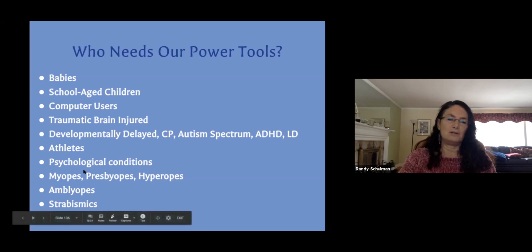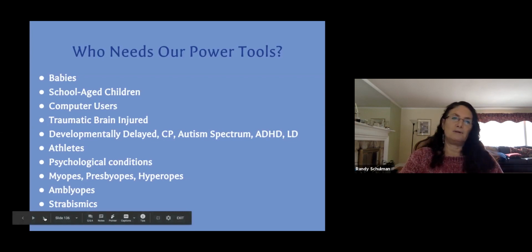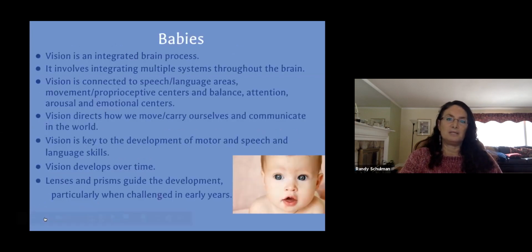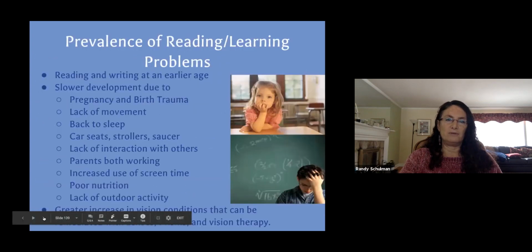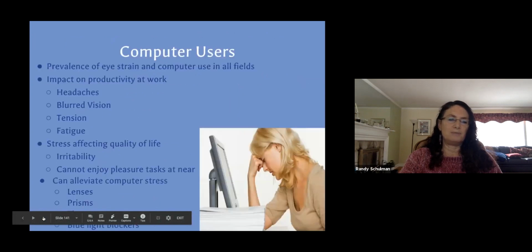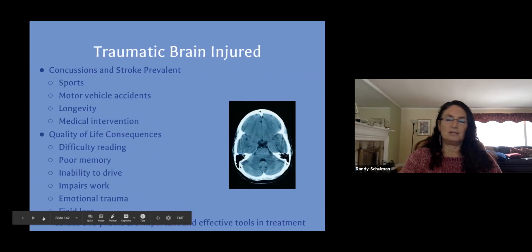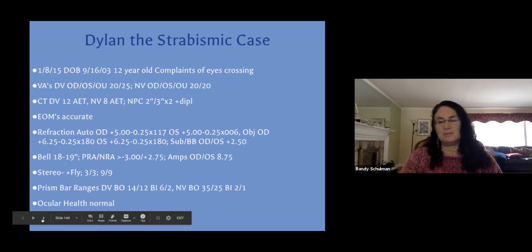And obviously, we all see myopes, presbyopes, hyperopes, amblyopes, and strabismics often have refractive errors too, and needs that we can help. I'm going to skip these because you basically get it. I think if you don't know this stuff by now, that there could be learning problems, stress and fatigue on the computer, the TBI, that have all sorts of problems. Sports vision, the reaction speed, again, it's going to be declined if they don't have super acuity.